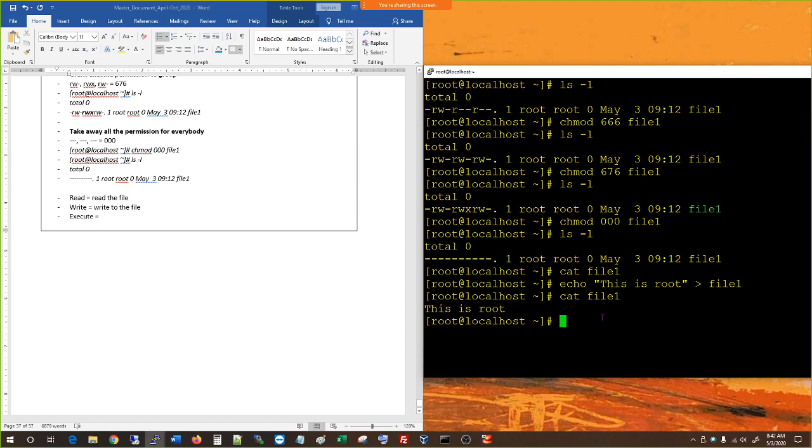Okay, so we're going to have more fun here when I log in as a regular user and we'll work on it. Okay, and execute. Execute means usually this is for the executable file, for example a script or executable file.